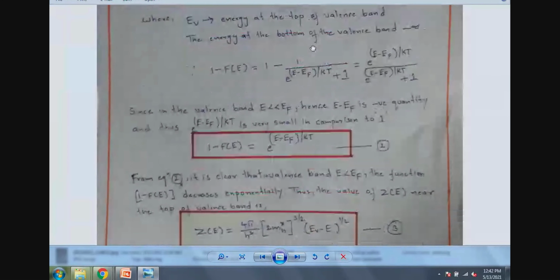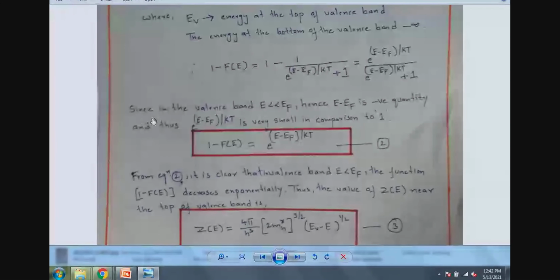Let us see the condition here. Since in the valence band E is very much less than the Fermi level, E minus EF is a negative quantity, and e to the power of (E minus EF) by kT is very small in comparison to 1 in the denominator, not the numerator. So you can omit it. Finally, 1 minus f of E is equal to e to the power of (E minus EF) by kT. Make it equation 2.